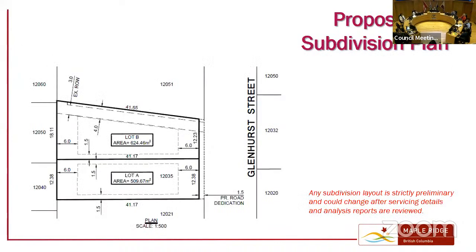This is the preliminary subdivision plan showing the two future lots with lot areas of 509 square meters as well as 424 square meters, including some dedication along Greenhills that would be a requirement of this rezoning application. Both proposed lots meet the minimum lot area, lot width, and lot depth requirements of the R4 zone.